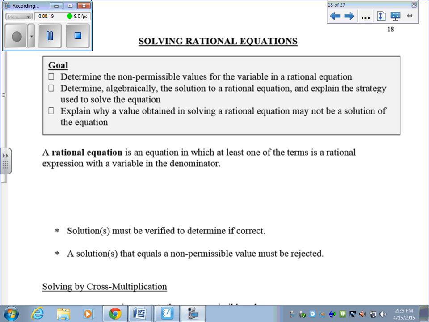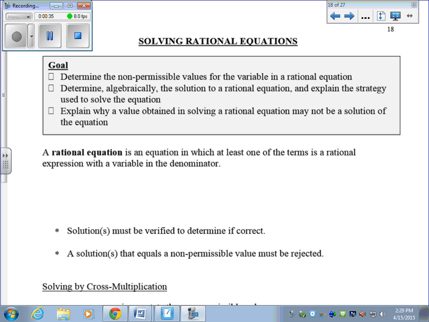So we still need to be able to determine the non-permissible values for the variable in the rational equation. We need to determine algebraically the solution to a rational equation. And we need to explain why a value obtained in solving a rational equation may not actually be the solution.